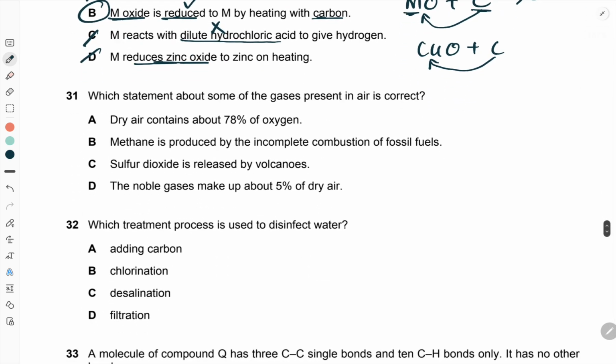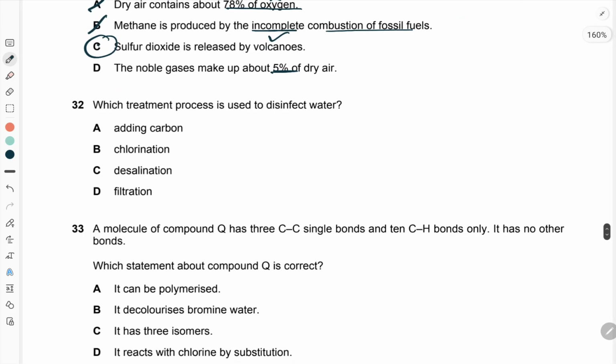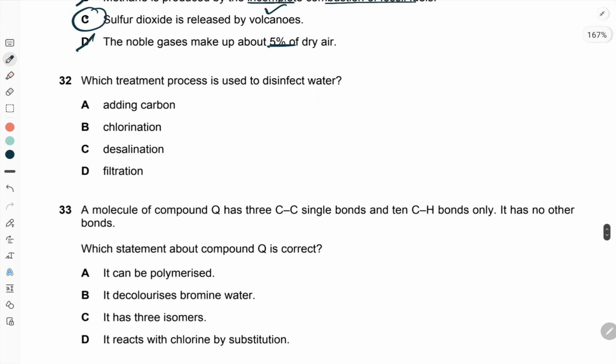Which statement about some of the gases present in air is correct? Dry air contains 78% oxygen. Incorrect. 78% nitrogen, 21% oxygen. Methane is produced by incomplete combustion. Methane is not produced by incomplete combustion. Methane is produced by vegetable decay. By incomplete combustion, you get carbon monoxide. Sulfur dioxide is released by volcanoes. This is correct. Noble gases make up 5%. They hardly make up 0.01%. So this is incorrect.